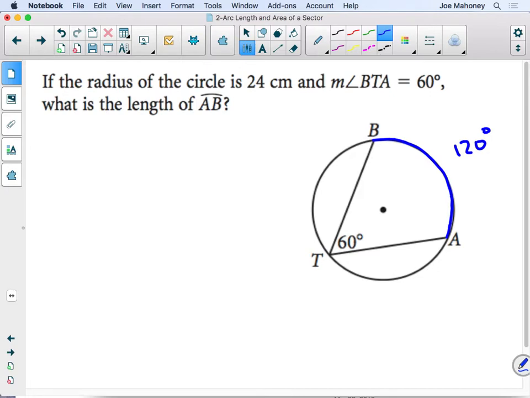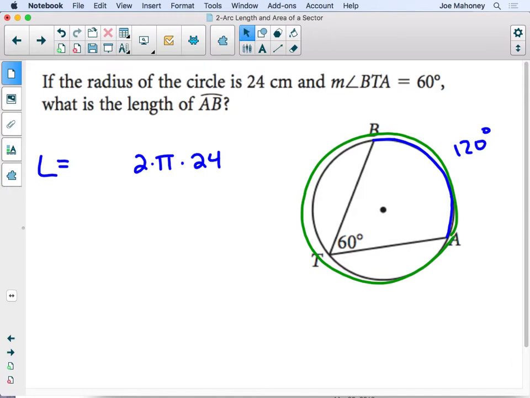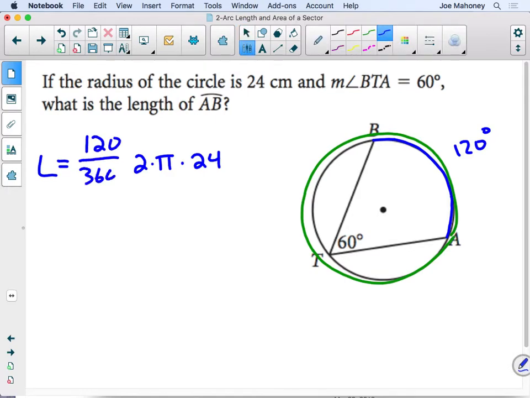So what I'm going to do is take my arc length, maybe we'll say L for arc length, and it's the circumference. So it's 2 times pi times my radius, which is 24. But then it's a fractional part of it. It's 120 out of the whole 360. So here's why it's similar to area of a sector. Because it's part of the whole.